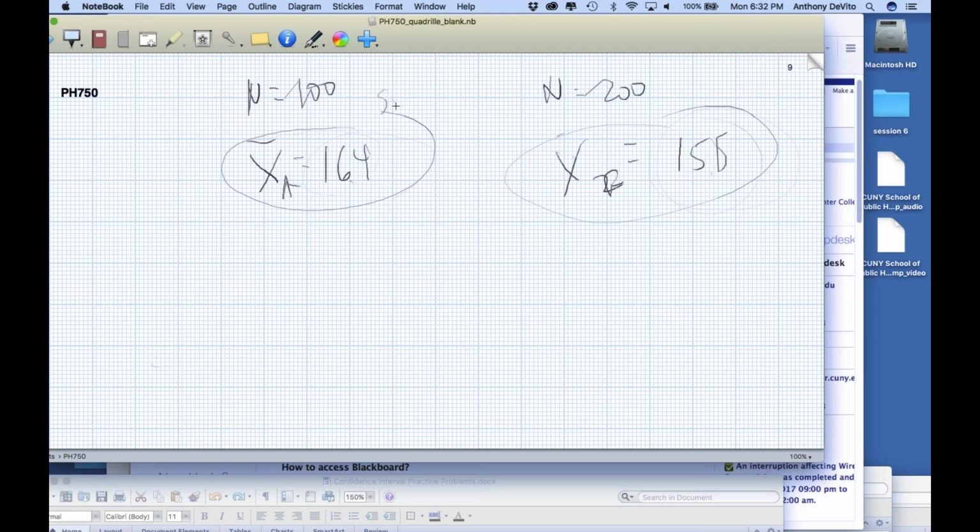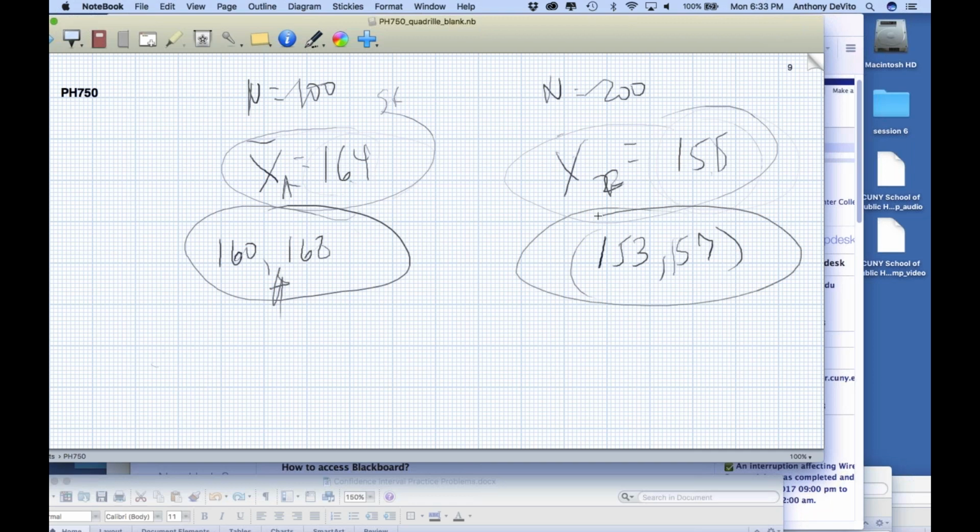If based on the standard error here, I can say that the true mean for all Americans is between 160 and 168, and for Frenchmen is between 153 and 157, right? I'm 95% sure that the true means for Americans are between these two numbers, and I'm 95% sure that the true means for Frenchmen are between these two numbers. Both cases, I'm 95% confident, right? So notice they don't overlap. So that means even though they could be 160 and 157, they could be closer than I measured here. I'm 95% sure that they're different from one another.